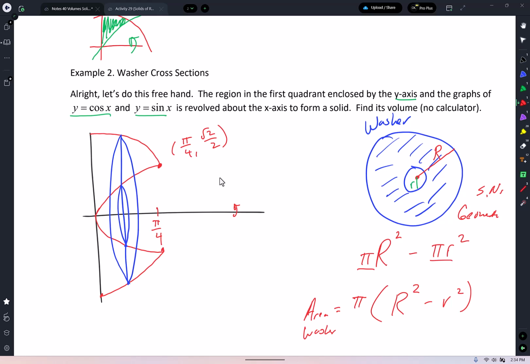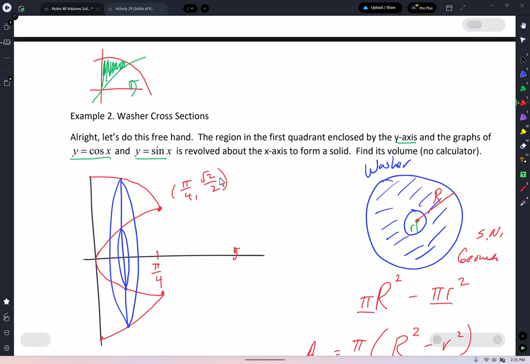See? It doesn't matter where you slice it. I guess if you slice it at pi over 4, you have no washer. But we're adding up all the infinite washers from right at 0. And at 0, technically you have a disk, but that's fine. That's part of the formula. And then all the way from 0 to pi over 4, you're going to have washers, and you're adding them all up. Does that make sense?